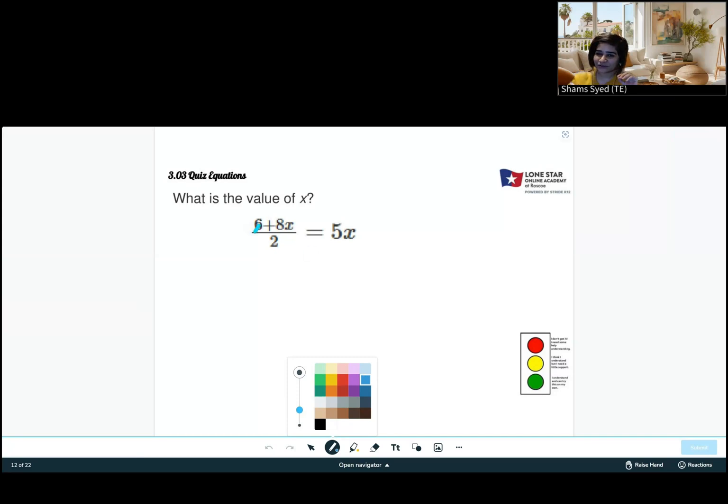Anytime you see a fraction bar, you are thinking about division, right? There's some division happening. To undo a division, we got to multiply, right? And multiply by 2 because it's dividing by 2. I'm going to undo it by multiplying by 2. Let's see how that happens. I will multiply this entire thing by 2. But I will also multiply this entire thing by 2.